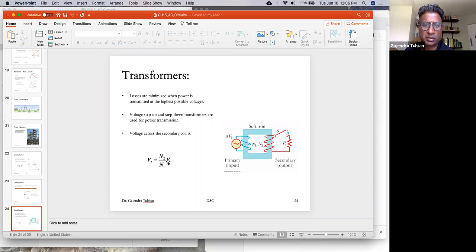So if you want to step up the voltage by a factor of 10, the number of turns has to be greater by a factor of 10. Okay.